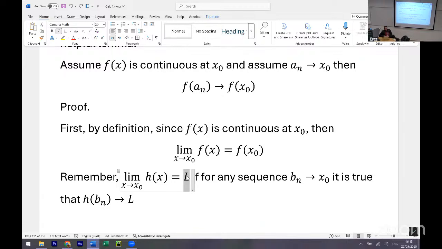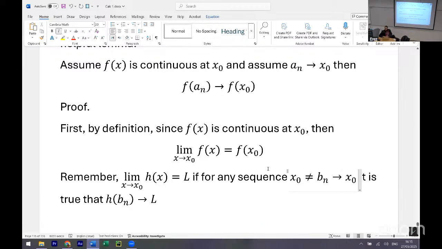Every sequence is different. But it says for any, every. No, that's not an English class. Any or every is the same for me. No, it's supposed to be every sequence. So if it's true for every sequence, we can plug in a_n because it's one of every sequence. Yes, Sammy? Bn doesn't equal x0. Exactly.